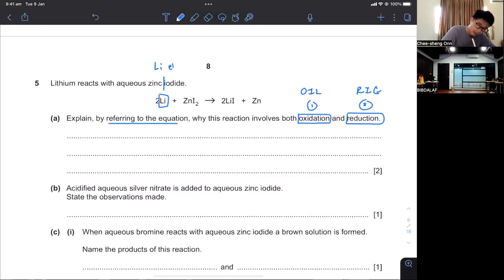This is lithium as an element. Okay? This is zinc iodide. This is not zinc. Do not talk about zinc. This is zinc iodide. What it has is Zn2+, I minus and I minus, ionic compound, zinc iodide.